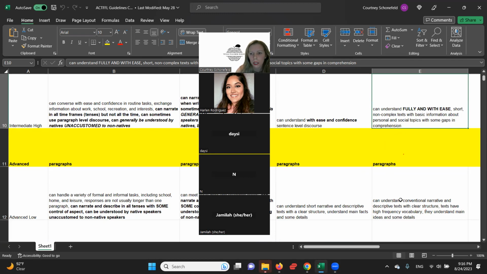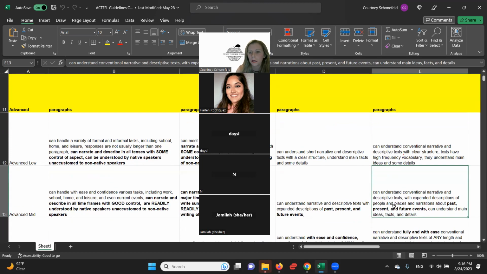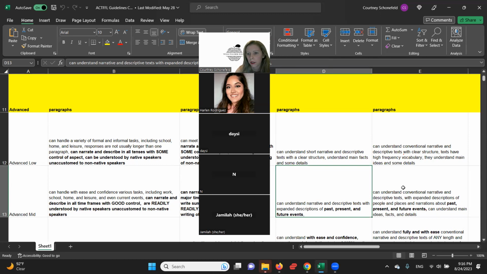And then we get to advanced low. They can understand conventional narrative and descriptive text with clear structure. Texts have a high frequency vocabulary. They understand main ideas and some details. So even at advanced low, they're still reading things with high frequency vocabulary. Advanced mid, they can understand conventional narrative and descriptive text with expanded descriptions of people and places and narrations about past, present, and future tense, just like we learned about over here. So see how they're similar. Can understand main ideas, facts. Okay, so for listening and for reading, it's not until we get to advanced mid.